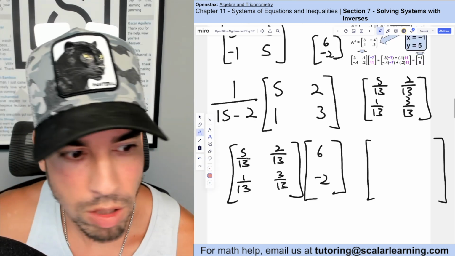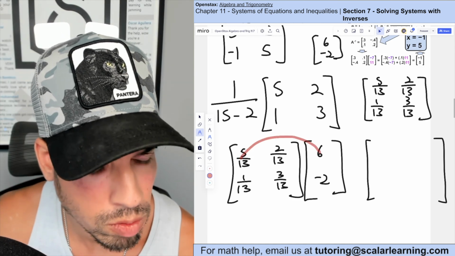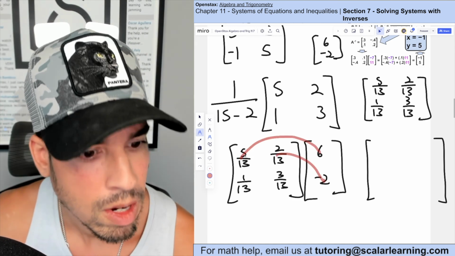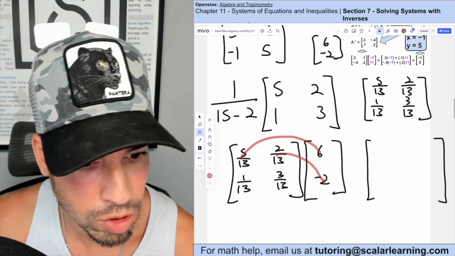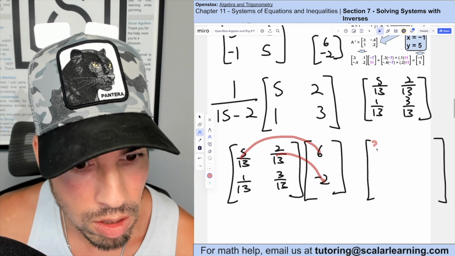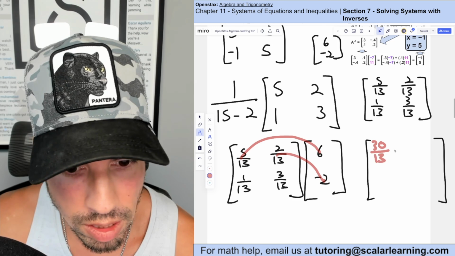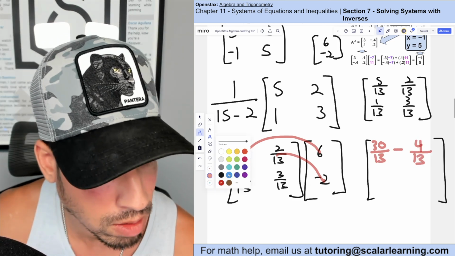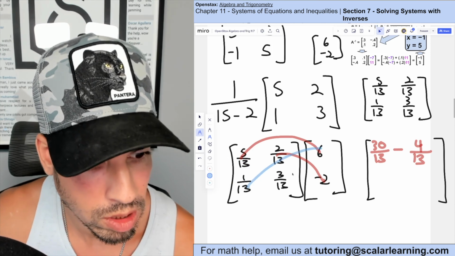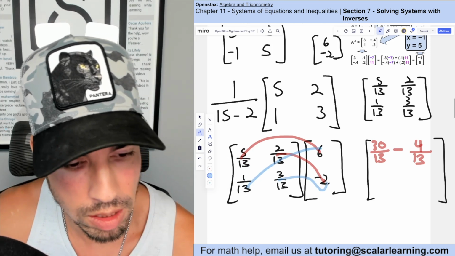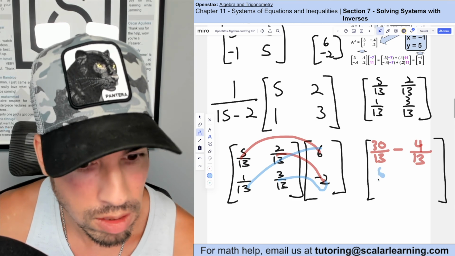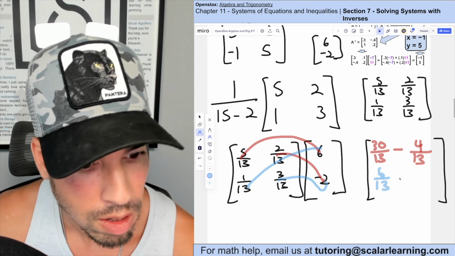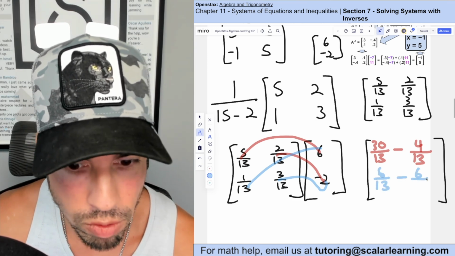So we're going to do a little color coding. Again, we got the top row times the columns, right? So 5 over 13 times 6 plus 2 over 13 times -2. So that's 30 over 13 minus 4 over 13. And then on the bottom, we have 1 over 13 times 6 plus 3 over 13 times -2. So that's 6 over 13 minus 6 over 13.